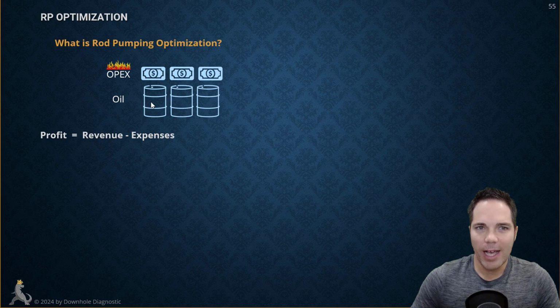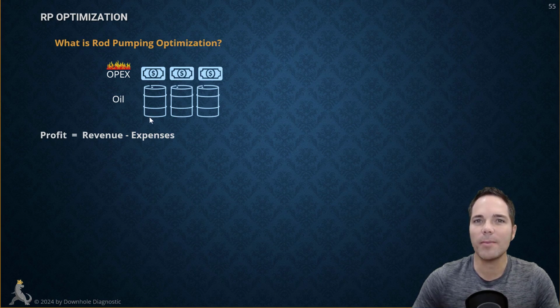But then we have the operational expenditures, OPEX, and I've got a fire on top of this to indicate to you that this is bad. This is money that is burning. Typically when you see a dollar bill, you think that's something good, but in this illustration, these are the expenses required in order to get this certain level of production from a particular well. So we have 3 units of currency and we have 3 barrels of production for a particular well.